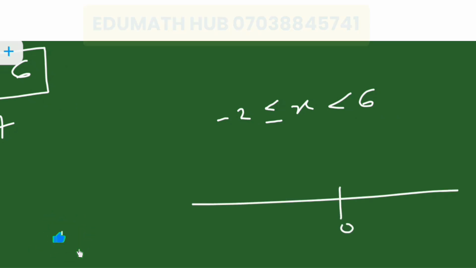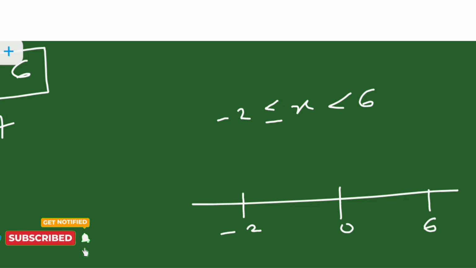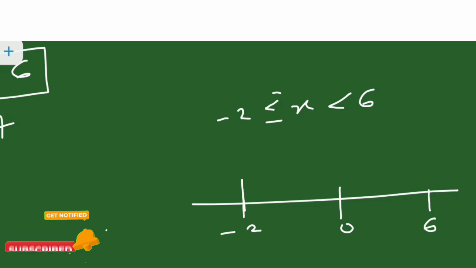Go to 0 first, look for minus 2, look for 6. So you draw your line up. This one has less than or equals to, so you're going to shade it. You're going to shade this part. But this one is only less than, so you will not shade here. This one will be open. So you just draw into a straight line like that.